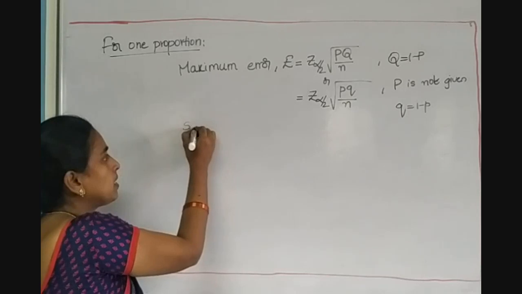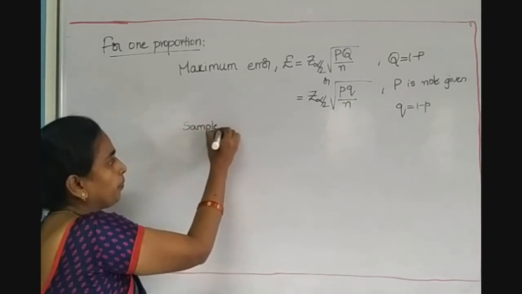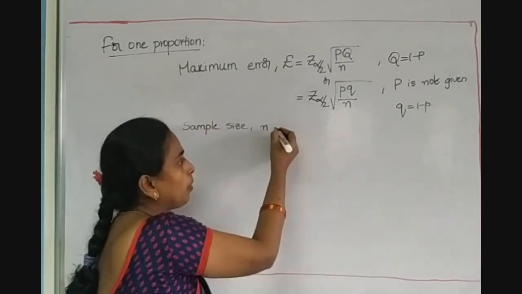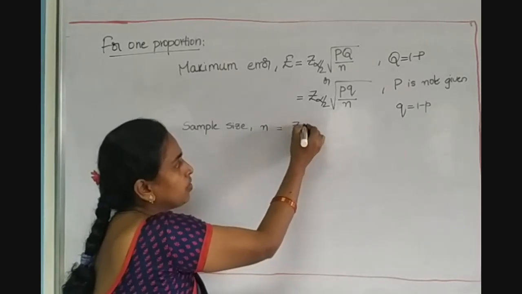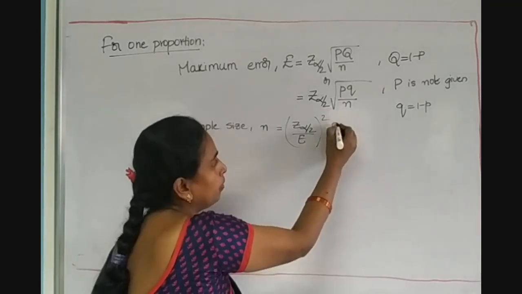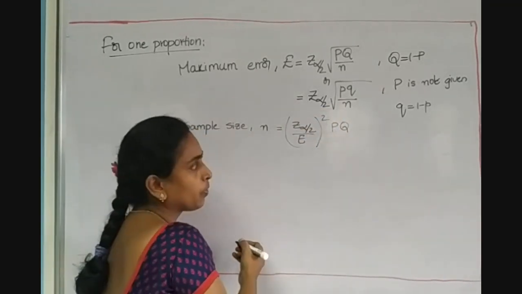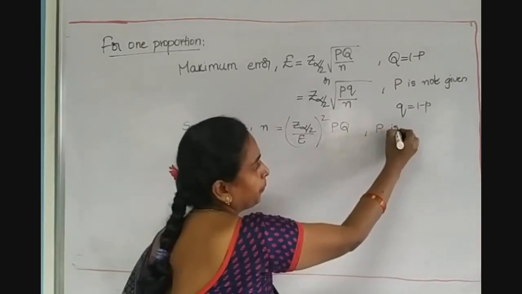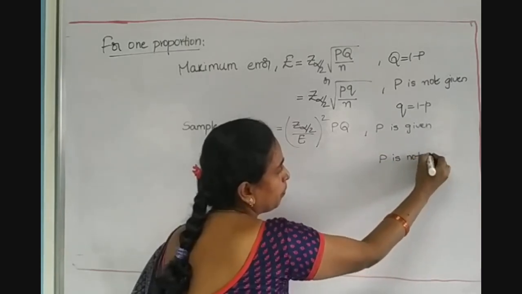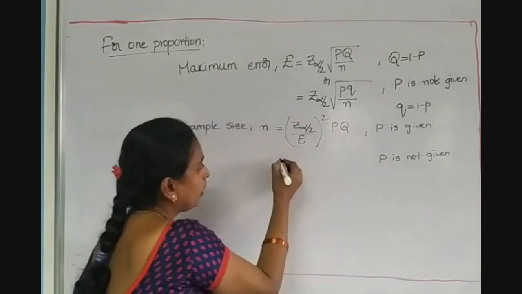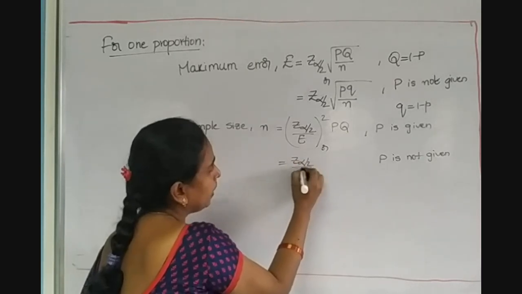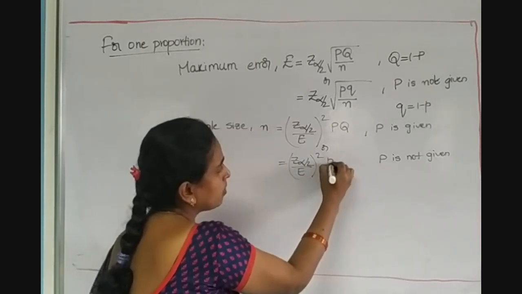And we can find the sample size n by using this formula, that is n equal to Z alpha by 2 by E whole square into capital PQ. So when P is given. Suppose P is not given, that is, the population proportion is not given, then n can be calculated by using the formula Z alpha by 2 by E whole square into small pq.